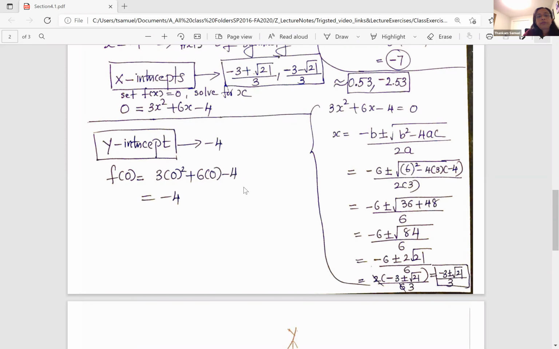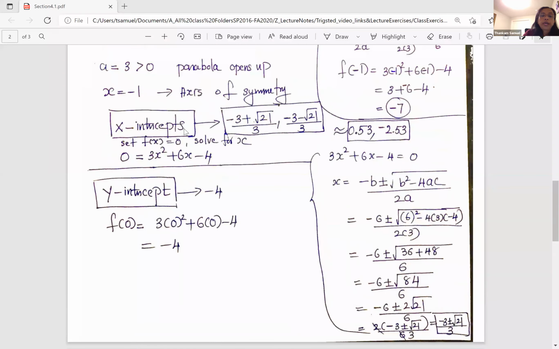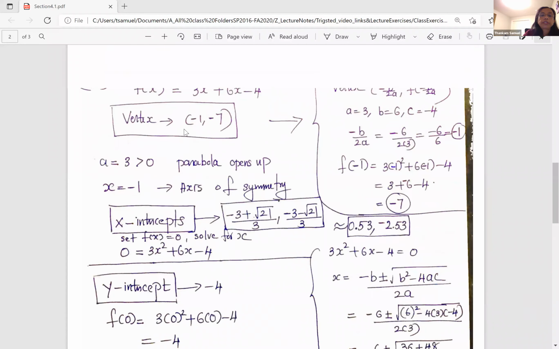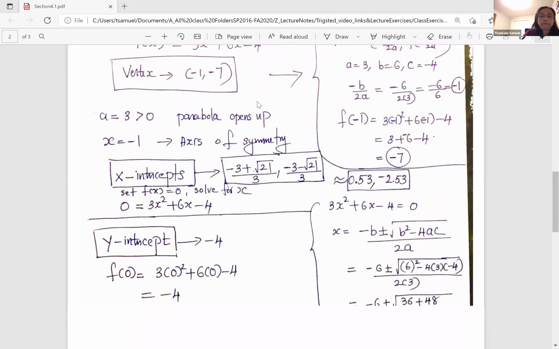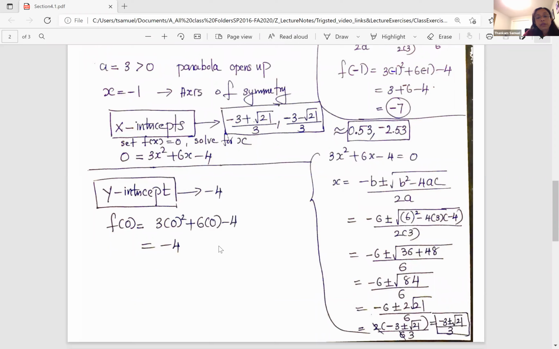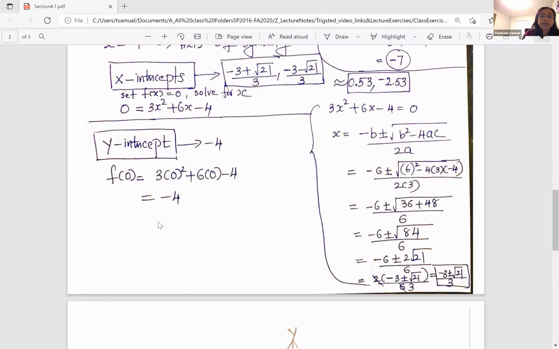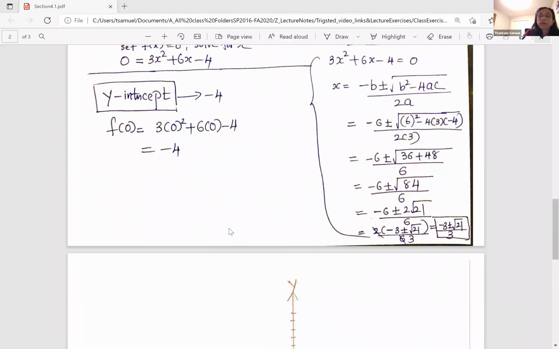And the next step is to find the y-intercept. Set x equals 0 in the given function. When you set 0 for x, these two terms become 0. So you have -4. So the y-intercept is -4 in terms of an integer. Otherwise, in terms of an ordered pair, it is (0, -4).